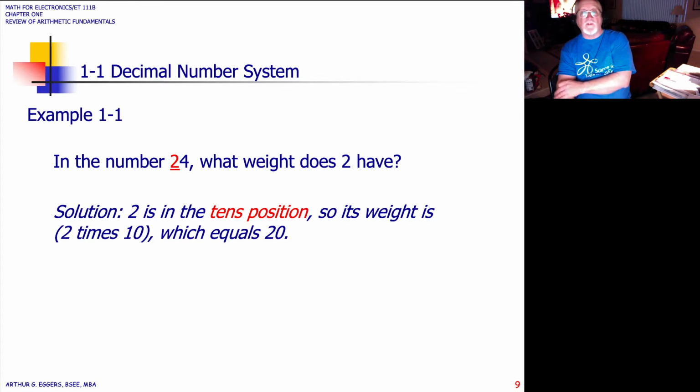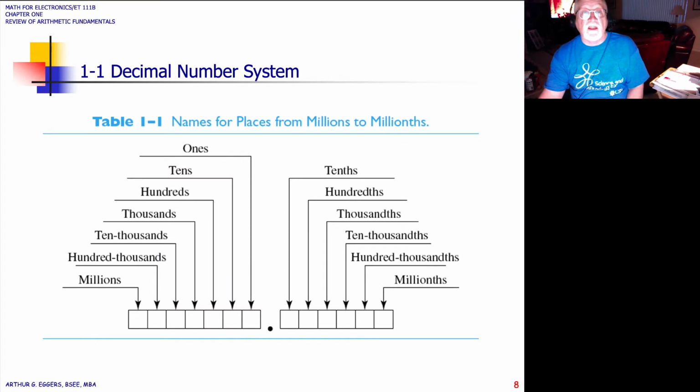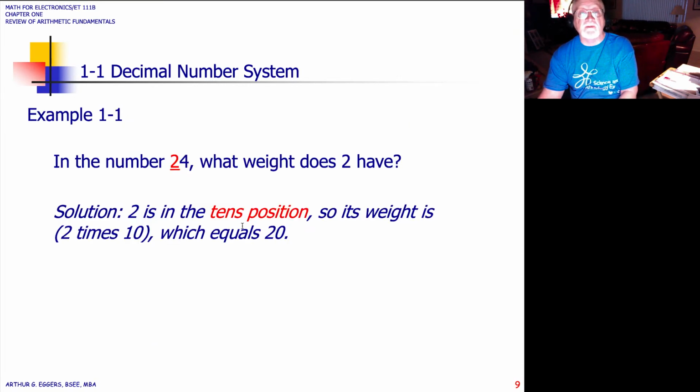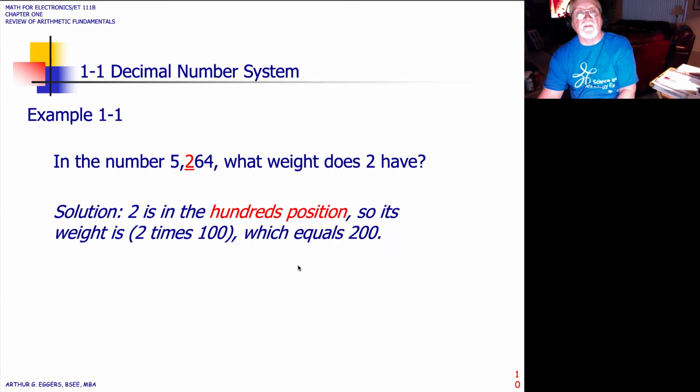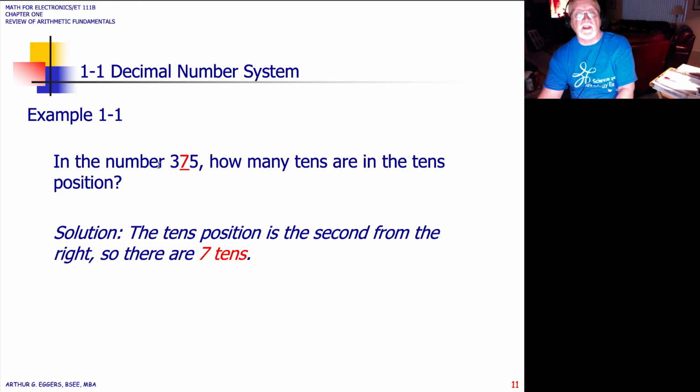In this case, 24 is telling us that if we look at this section here, the chart tells us tens. We see that 2 is in the tens position, so that becomes 2 tens or 20. If we look at this number, 5,264, the 2 now is in the hundreds position. In this one, the 7 is in the tens position. It means that there are 7 tens or 70 represented by that position.